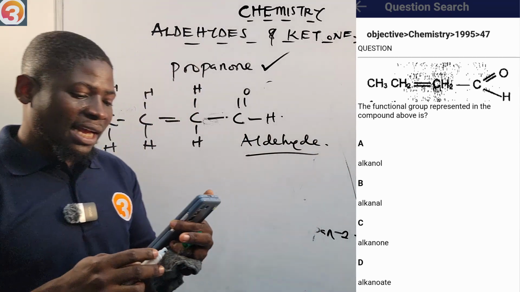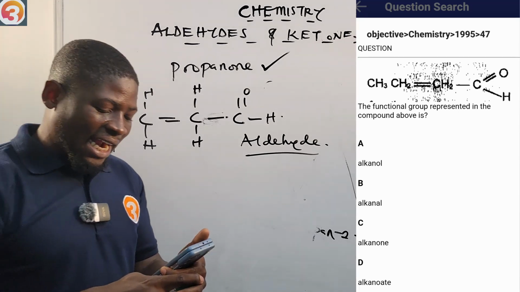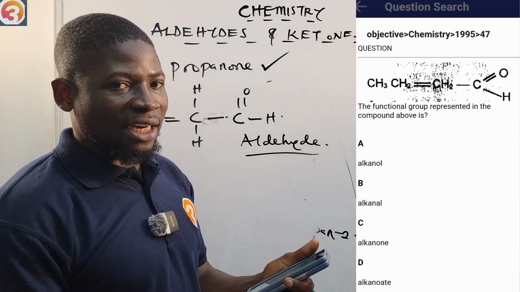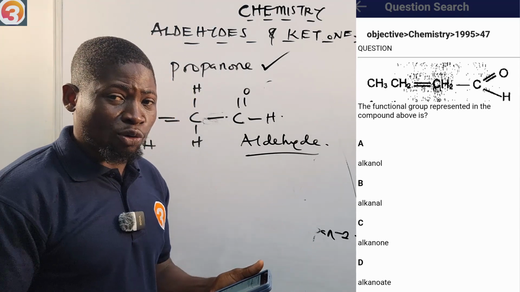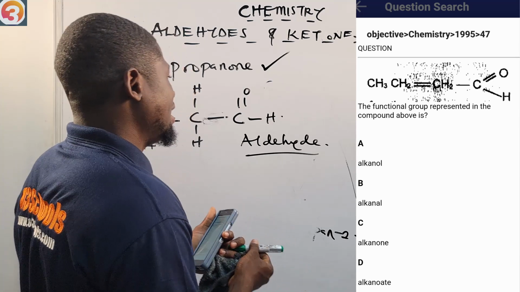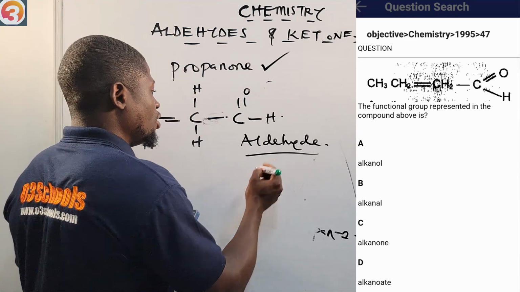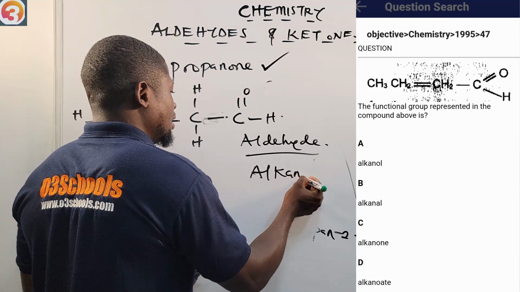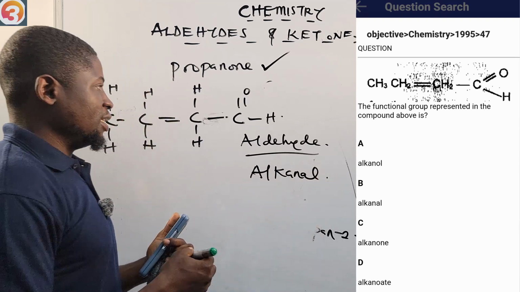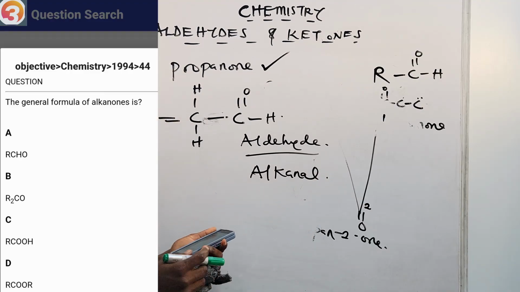They say A, alkanol, B, alkanal, C, alkanone, D, alkanoid. Definitely they will put alkanone there to confuse you. But the answer there is alkanal, the aldehyde. Alkanal. So that is it for that.